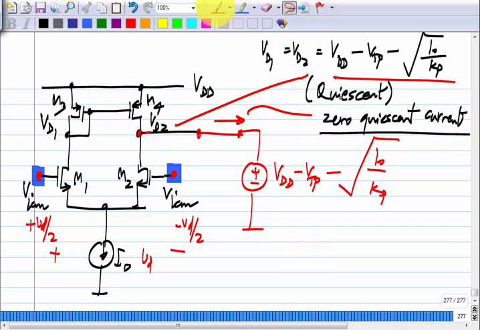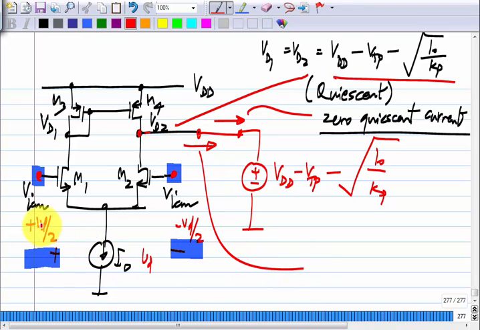Now I apply these increments VD by 2 and minus VD by 2. What will be the incremental current flowing here? Please find this. I apply incremental voltages VD by 2 and minus VD by 2, or in other words, basically I apply an increment of VD across the differential pair. Find the incremental current.